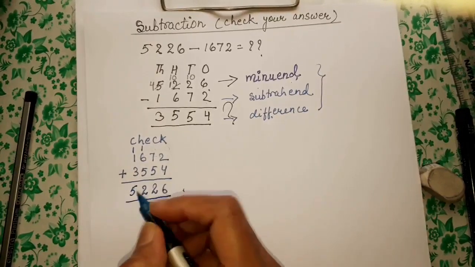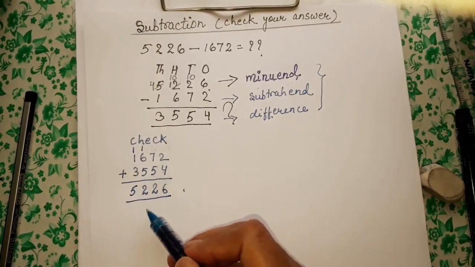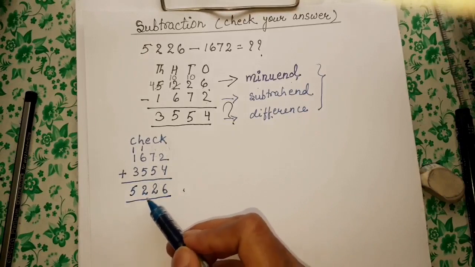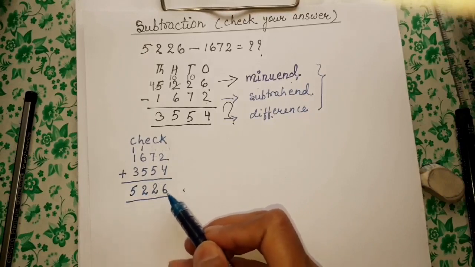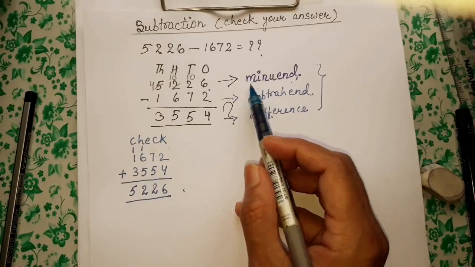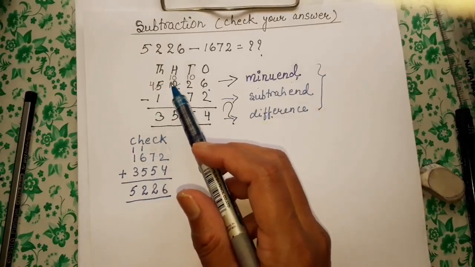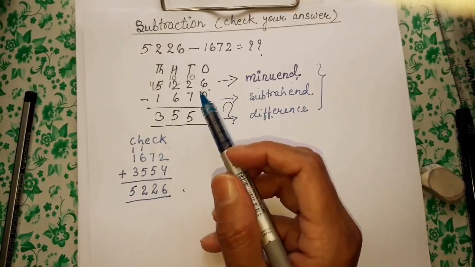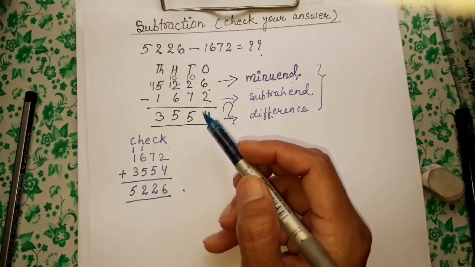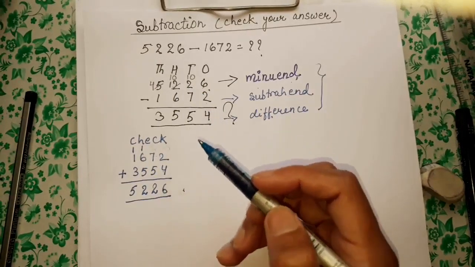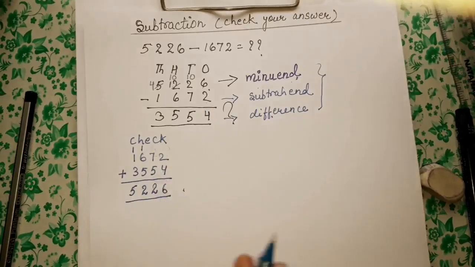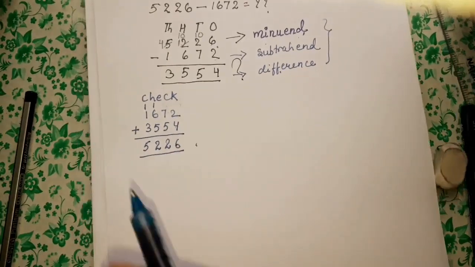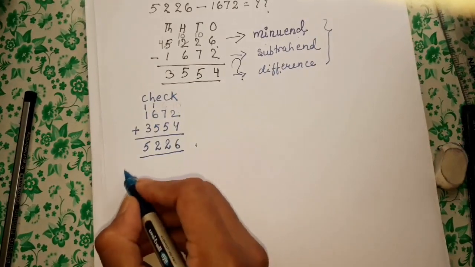The sum we get from these two numbers is 5226. Here our minuend is also 5226. That means our subtraction is absolutely correct. Now check our second. Let's do our second subtraction.